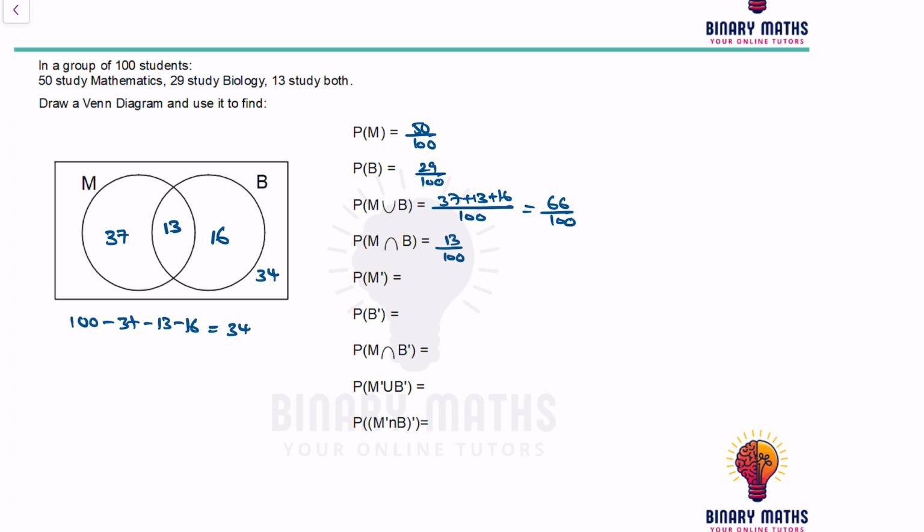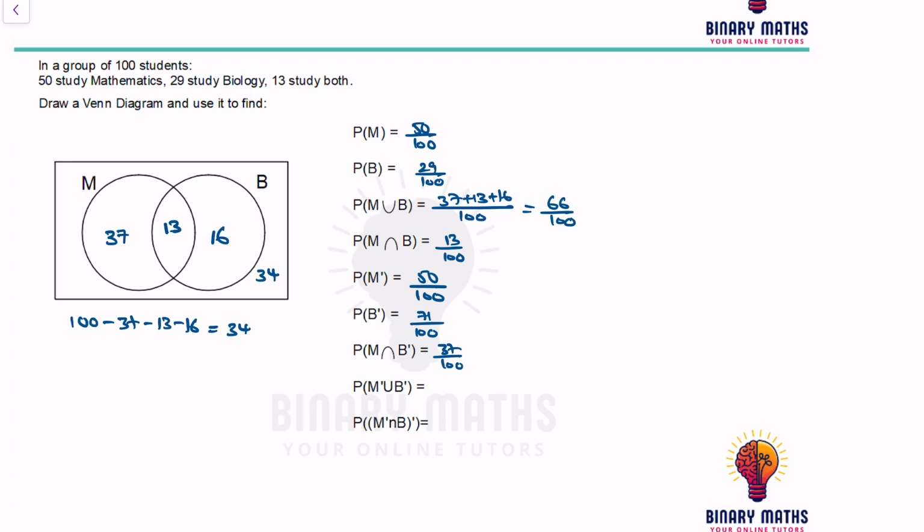Probability of not maths is everything that is not maths, which is that number and that number. So 16 add 34 gives me 50 out of 100. Probability of not B is everything that's not B, so it's this number plus that number out of 100. 37 plus 34 is 71 out of 100. M and not B, maths and not B, is just people who study maths only, which is 37 over 100.